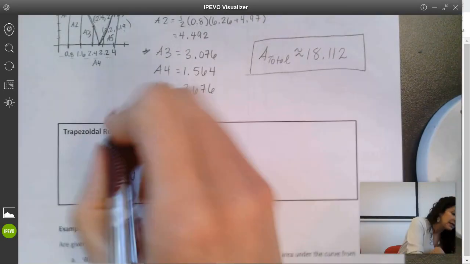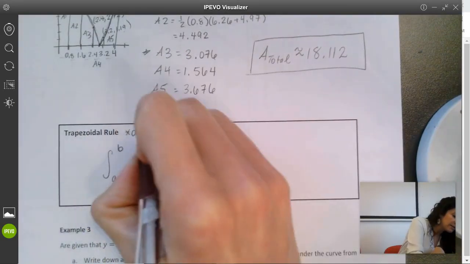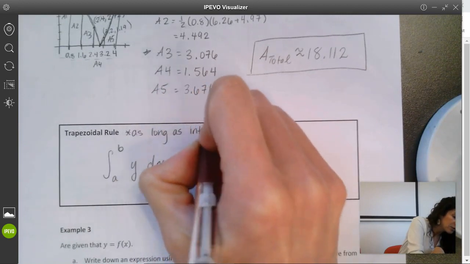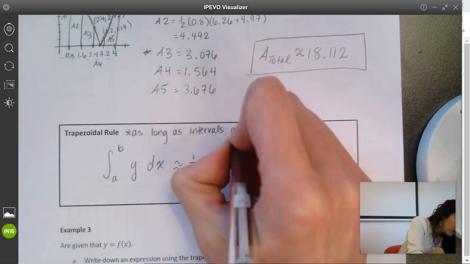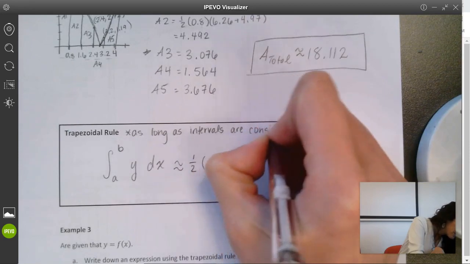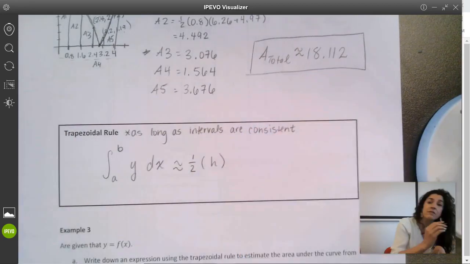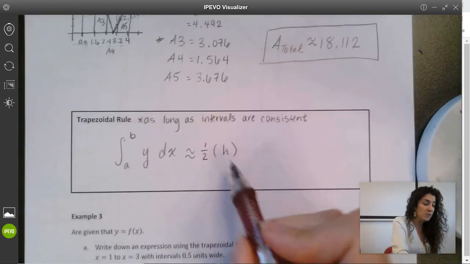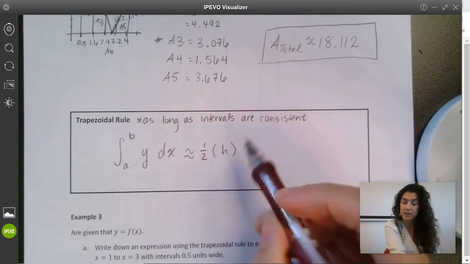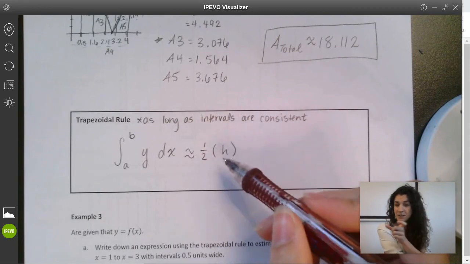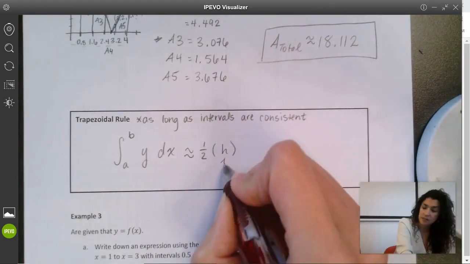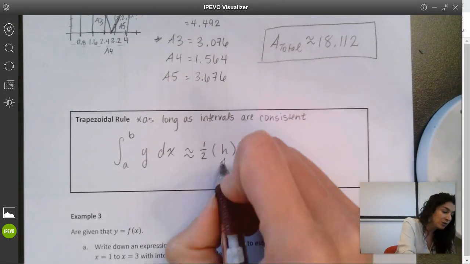So let's write that down. As long as intervals are consistent. Even intervals, right? As long as it's always 0.8 distance apart. Because that's what this h relies on. This h relies on that same distance apart for all of your trapezoids. So this is your interval length.